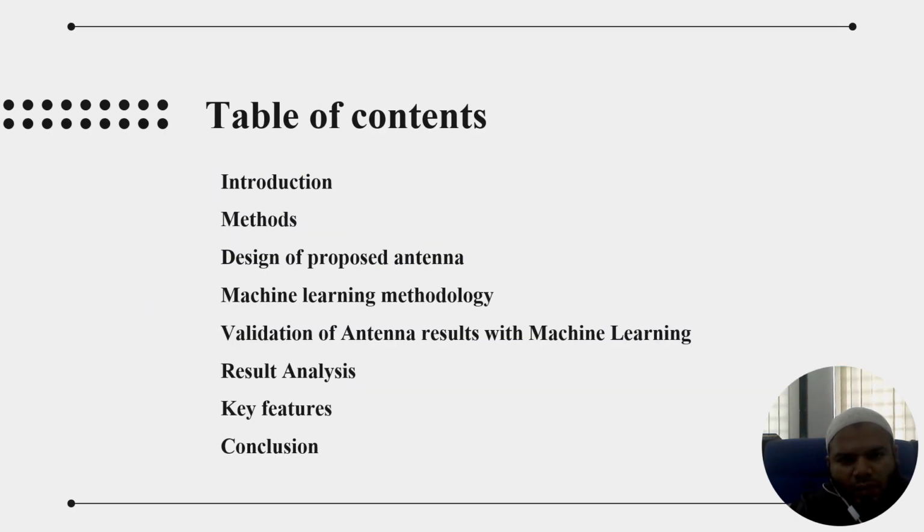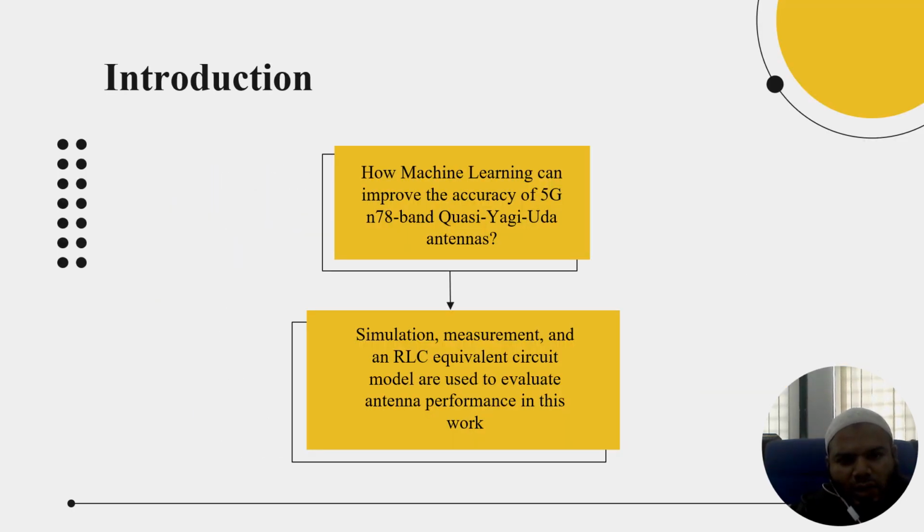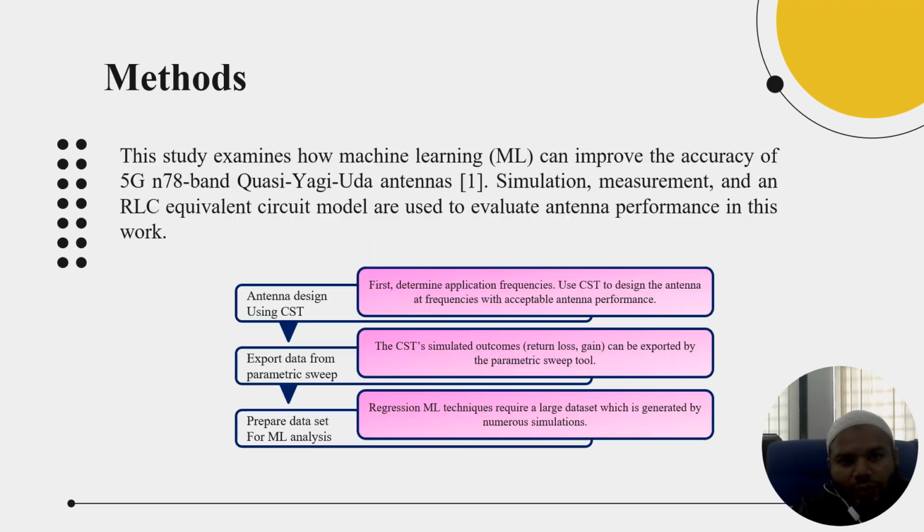So these are the table of the contents, and finally the introduction, how machine learning can improve the accuracy of the 5G application, especially in the N78 band. And in this work, how the simulation, measurement and RLC equivalent circuit can be correlated in one design.